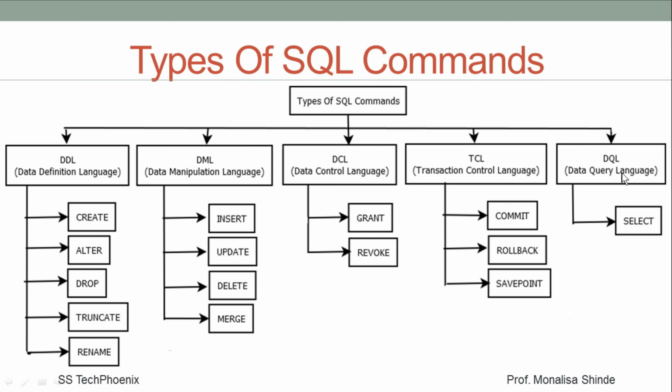And last is DQL, that is Data Query Language. Simply, the select command is used to select particular data from the database depending on some conditions, like a where condition, and the records or data which satisfy that condition will be projected as the answer of the query. So these are the various types in which these commands are categorized: Data Definition Language commands, then DML Data Manipulation Language commands, DCL, TCL and DQL.